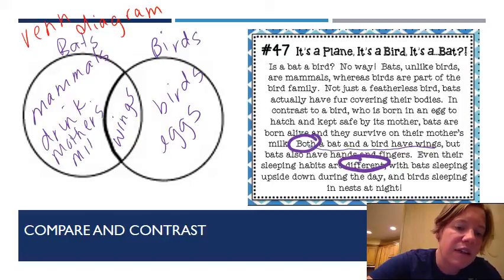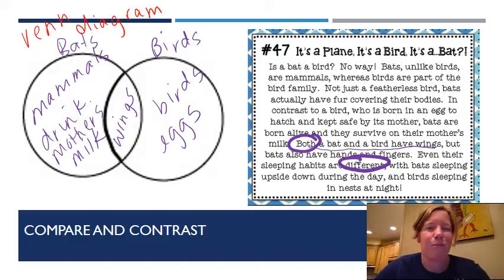There are other facts in there that I could add to my Venn diagram, but you get the picture. It talks about things that are the same, talks about things that are different. Therefore, it is compare and contrast.